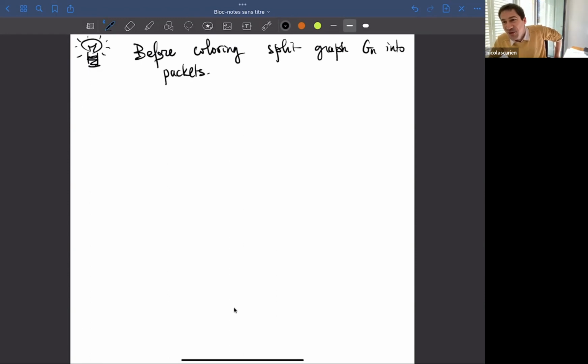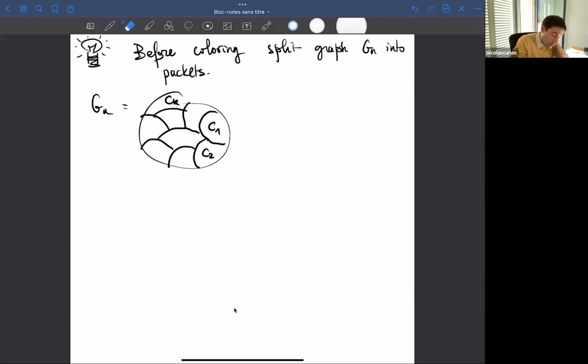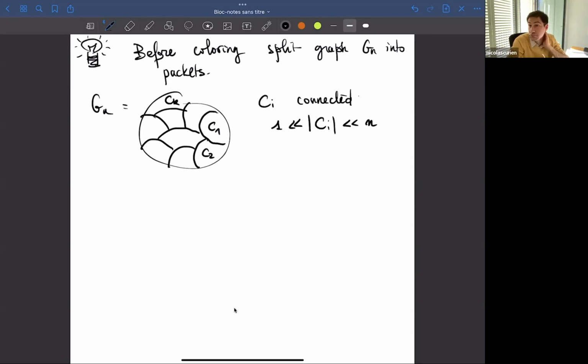Renormalization, if you like percolation or whatever. What do I mean by that? I mean that you have your graph G_n. You just want to split your graph into packets which are large, but not too large. So these packets will be denoted by C1, C2, up to component K. What do I want? I just want that each Ci is a connected graph, and that the size of Ci is large in front of 1, but small in front of n. Okay?